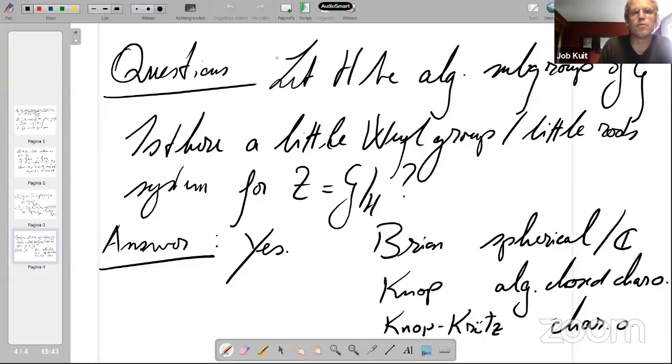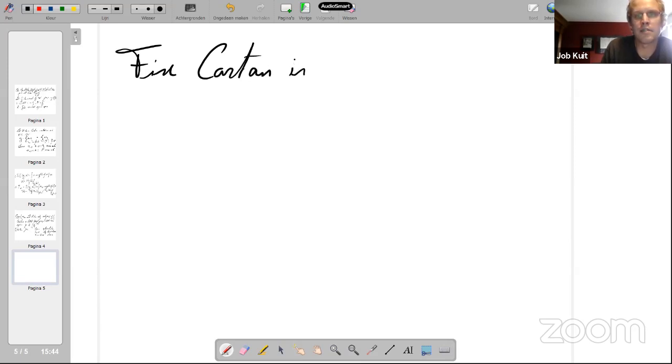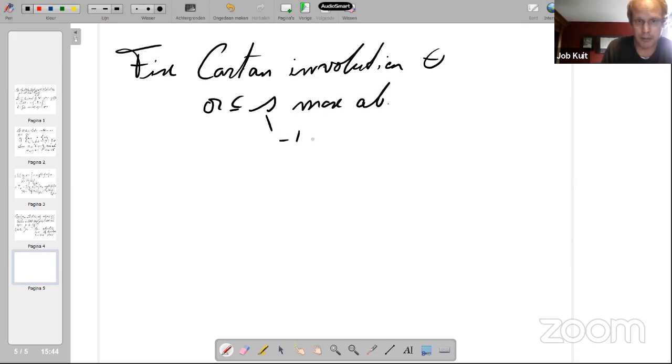Eitan and I started to work on this under the assumption of real spherical spaces. Let me first say what I mean by limits. So in the remainder of this talk, I'm going to fix a number of things. I'm going to fix the Cartan involution, which I don't really need. What I actually need is this A. So I'm going to choose this maximal abelian subspace in S, the minus one eigenspace for theta.